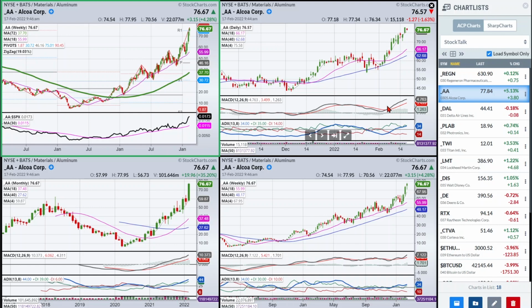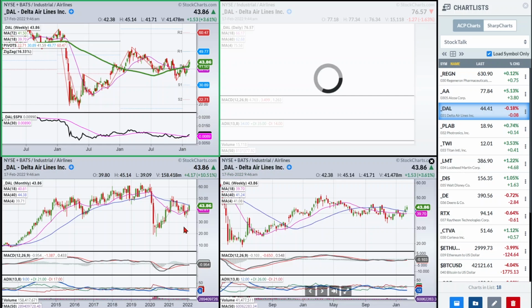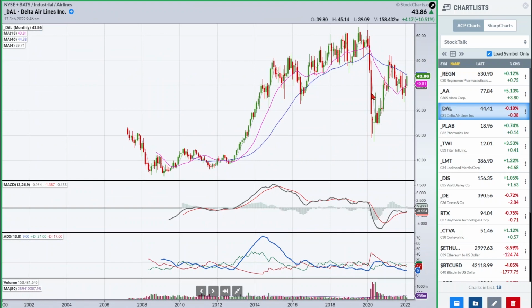I'd be looking for some kind of a pullback at this point, getting a little stretched away from the 18 week and definitely starting to get a little stretched away from the 18 month as well. So Delta Airlines, I think, is showing signs of improvement. If we look at the monthly chart, we had this pullback and it was trying to hold the 18 month and then it got below, but now it's getting back above. It's fighting in the 40 month. But it is getting back above the 18 month and that line is rising.